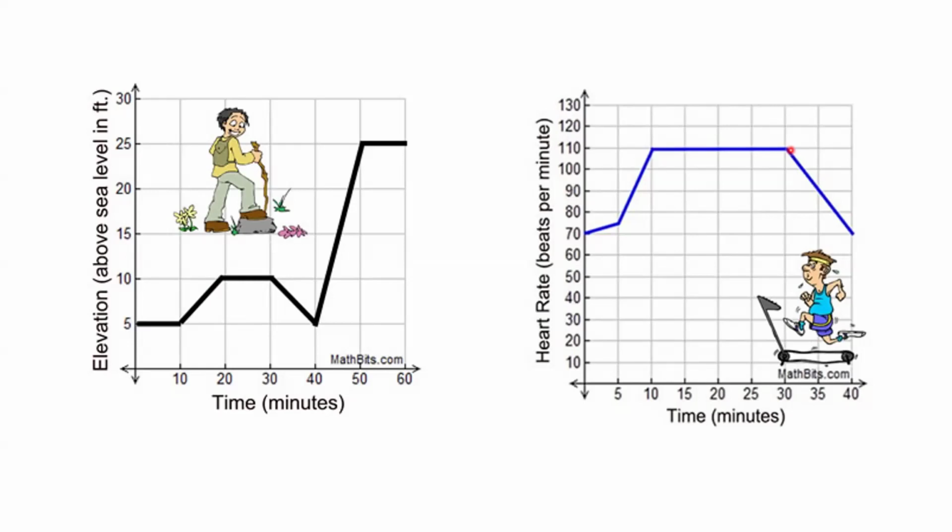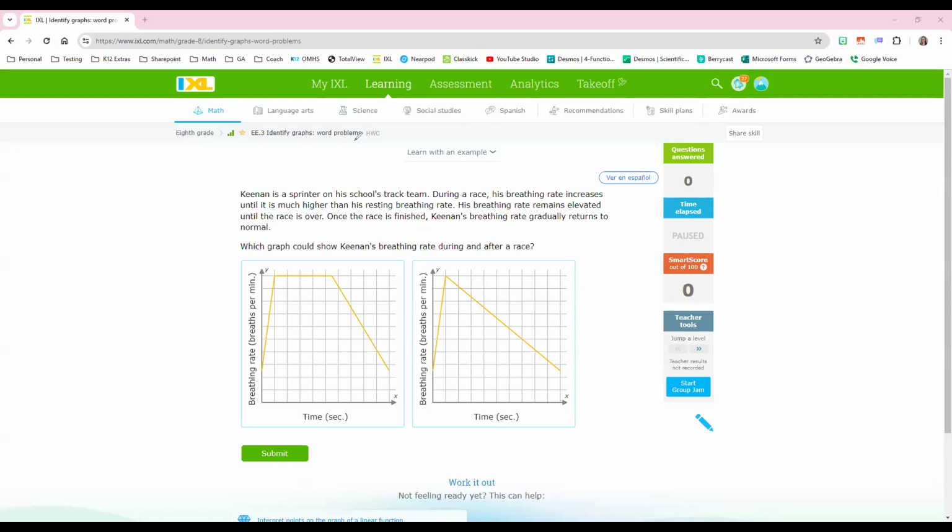So this right here is what we're going to be doing on IXL. We're going to either be matching stories to graphs, or like we did here, having a graph and describing it and matching it to a story. So let's go ahead and hop on over to IXL now. All right, here we are on IXL assignment HCW, Identify Graphs Word Problems.